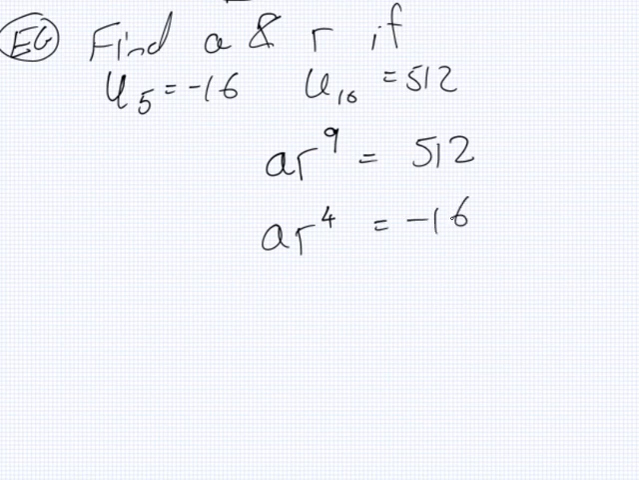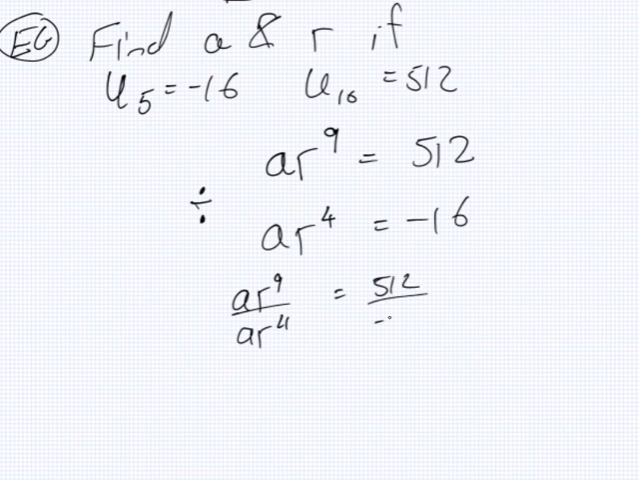Now the real question now is, how can I put these together so I can find a and r? Divide how? a r to the 9 divided by a r to the 4. Yeah. What you can do is, not only can you add or subtract equations, but you can also multiply and divide them. So you're actually allowed to divide these pairs. So you have a r to the 9 over a r to the 4 equals 512 over minus 16.